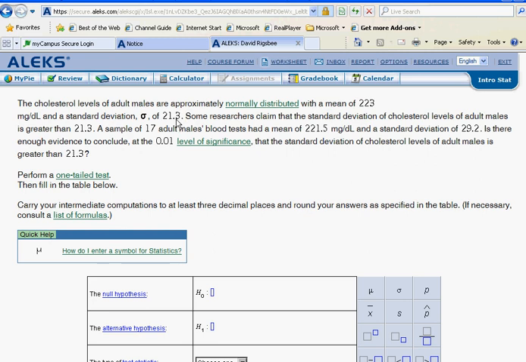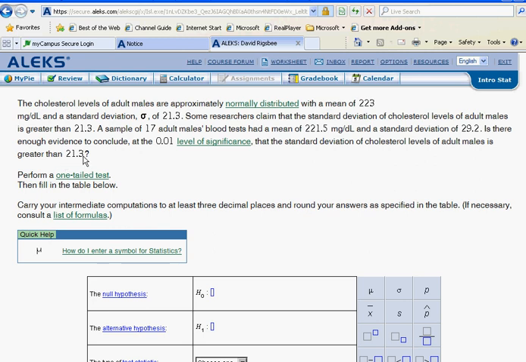Now, some researchers claim that the standard deviation of cholesterol levels of adult males is greater than 21.3. So there's a key text right there. Here's our claim. Now, a sample of 17 adult males' blood tests had a mean of 221.5 and a standard deviation of 29.2. Is there enough evidence to conclude at the 0.01 level of significance that the standard deviation of cholesterol levels of adult males is greater than 21.3?